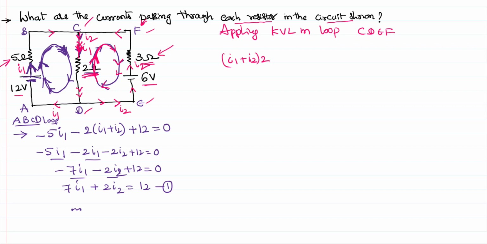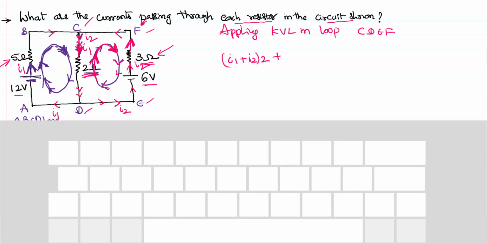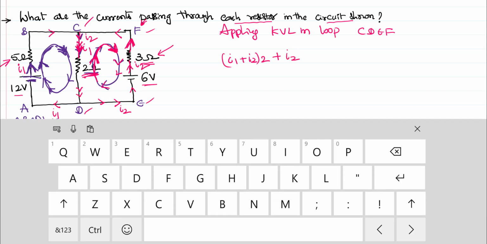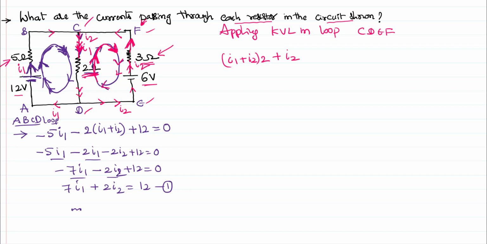Now come to this part of the problem. See here, the current is going in this way from the positive plate of the battery. The clockwise direction is again, see here, the opposite direction. So that potential drop is also positive, that is plus I2 of resistance 3, right?